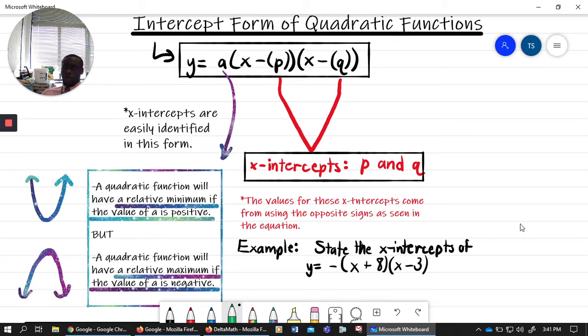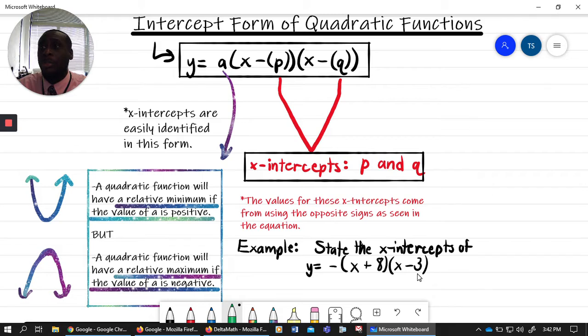All right, so just real quick, we're going to look at a quick example here. It says: state the x-intercepts of y equals negative x plus 8 times x minus 3. Again, this should be a fairly simple example. You should be able to look at this form and know exactly which numbers we're looking at as far as the P and the Q are concerned. We're looking at this 8 and this 3.